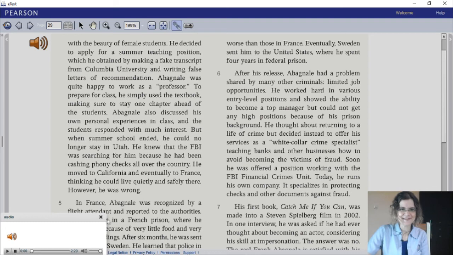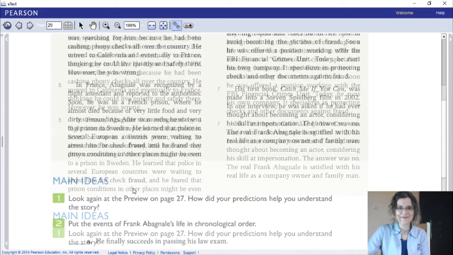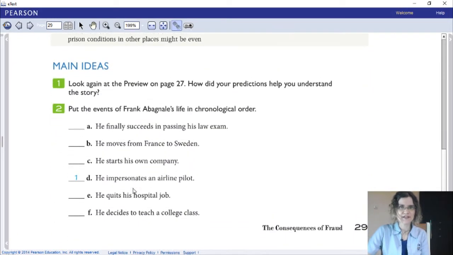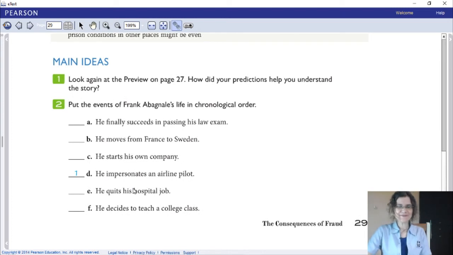Interesting. Unbelievable. That's a really cool story, and knowing that that is real. Okay, that brings us to main ideas. Now, look again at the preview on page 27. How did your predictions help you understand the story? What is it you did just now? You checked 3 types of fraud that you thought would be discussed.